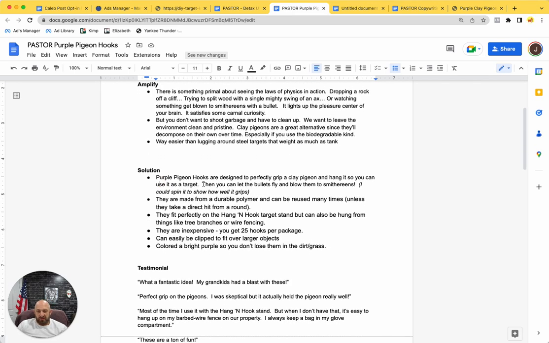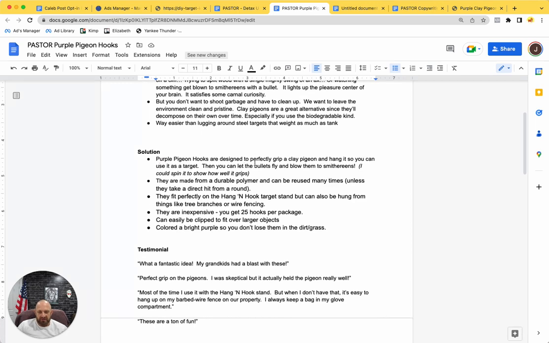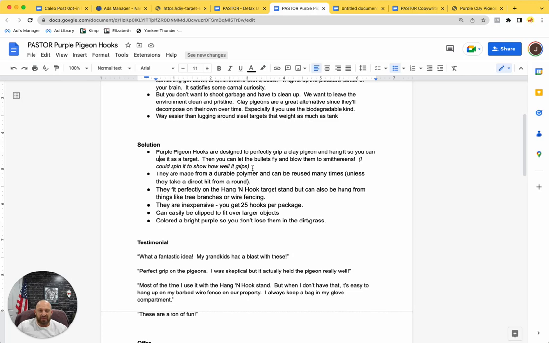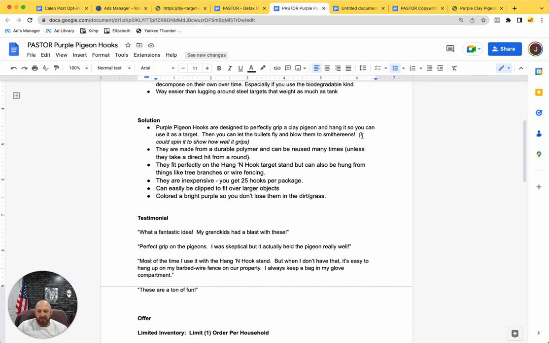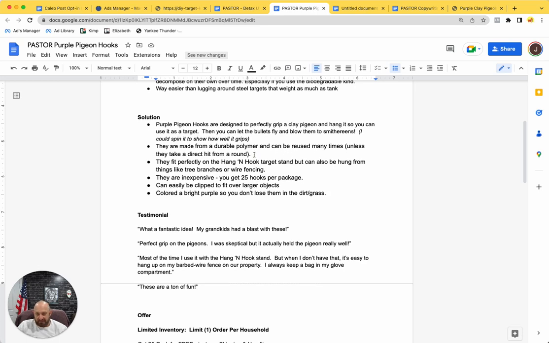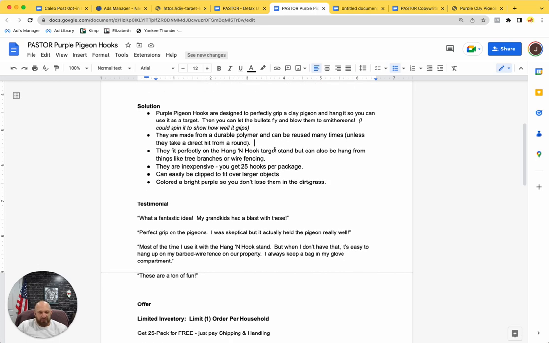Then you want to have the solution area. Purple pigeon hooks are designed to perfectly grip a clay pigeon and hang it so you can use it as a target. This is where I'm getting into the actual mechanics, but I'm still trying to tie it back to a benefit. Then you can let the bullets fly and blow them to smithereens. I even made a note in here, maybe I could spin this around to show how well it grips. They're made from a durable polymer that can be used many times unless it's hit by a direct round. They fit perfectly on our hang and hook target stand, but they can also be hung from things like tree branches or wire fencing.